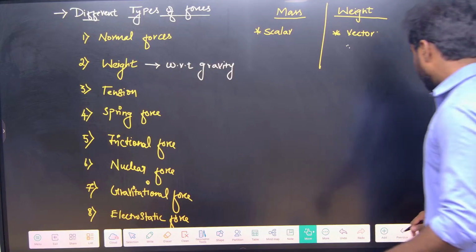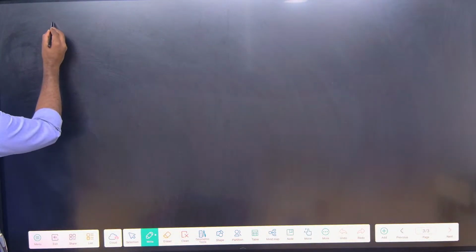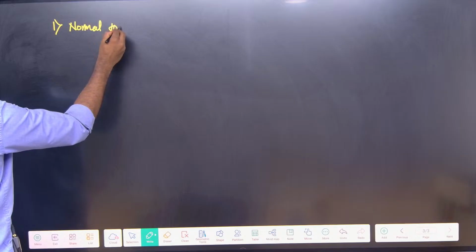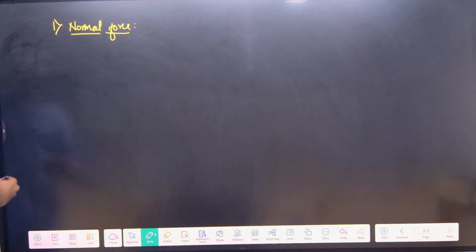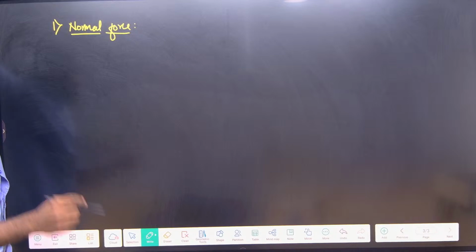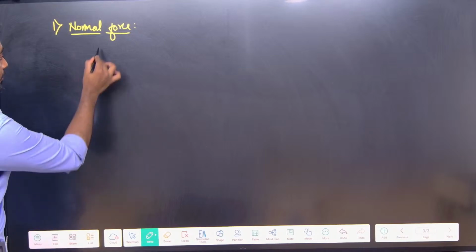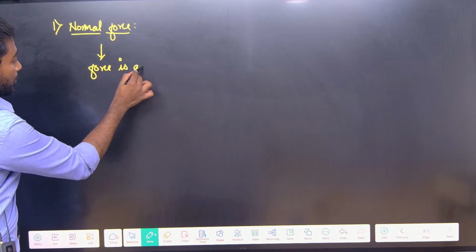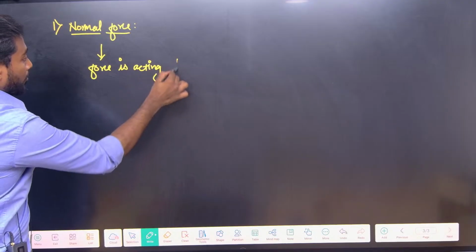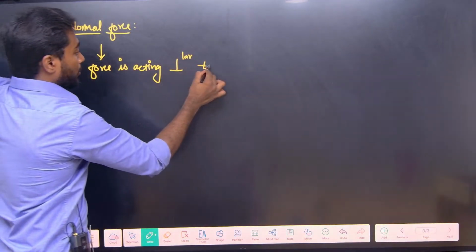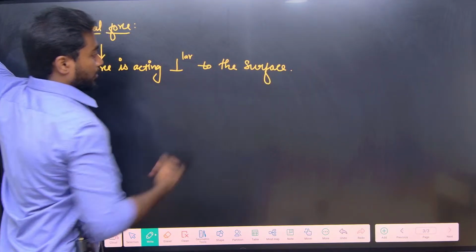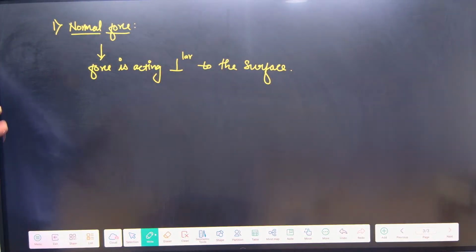Okay. First one we will talk about is normal force. Normal force is nothing but whenever the force is acting perpendicular to the surface. Okay, force is acting perpendicular to the surface.